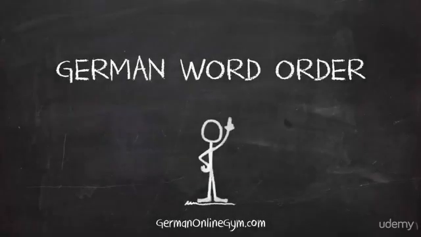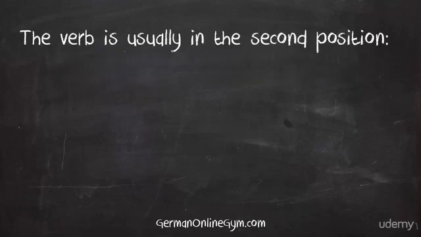Now that we've learned quite a lot of new words, how do we put them in the correct order? That's the topic of this lesson. In a German sentence, the verb is usually in the second position.